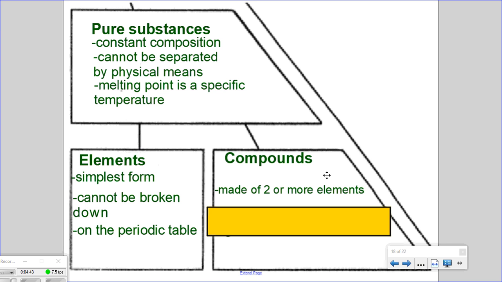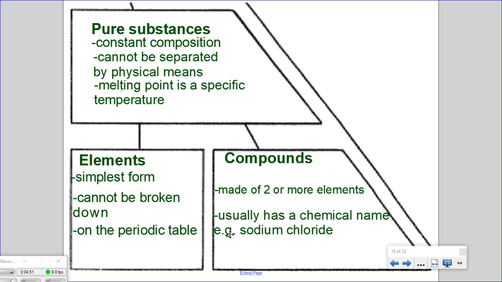With compounds, these are made up of two or more elements. So you have just your one particle type, but in that particle, it is made up of two or more elements. And usually they will have some type of chemical name, such as sodium chloride. So sodium chloride has two types of elements in it, sodium and chlorine.